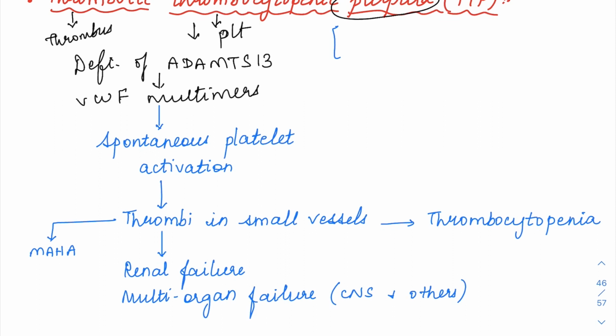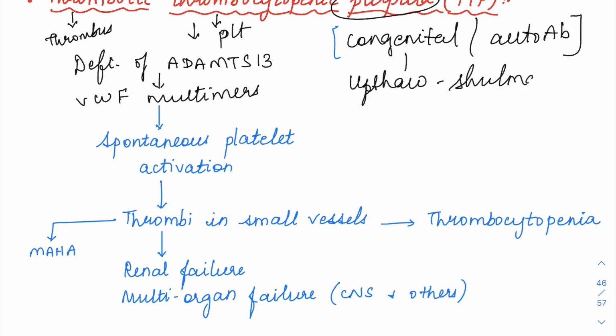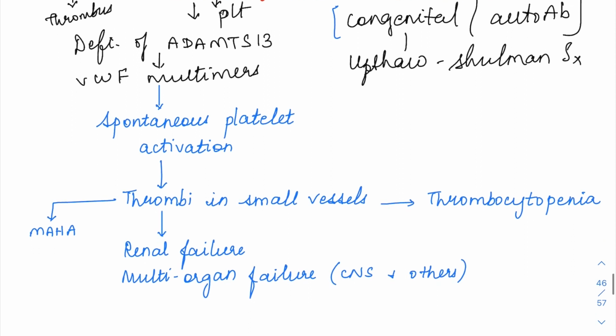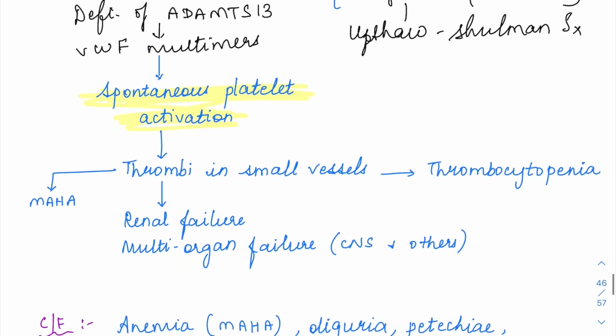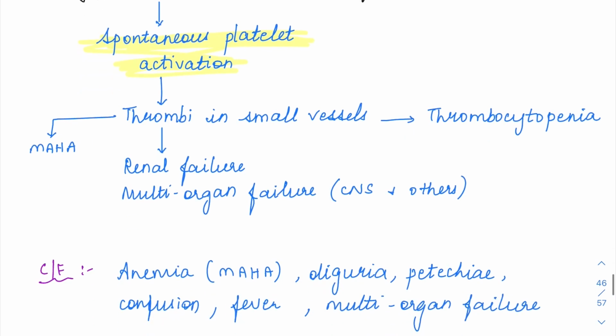So this deficiency of ADAMTS13 can either be a congenital defect or it could be because of autoantibodies forming against this ADAMTS13. So this defect is called Upshaw-Schulman syndrome. So Upshaw-Schulman syndrome is nothing but the congenital form of TTP. So when these von Willebrand factor multimers are formed, without a need of endothelial injury, they can directly cause spontaneous platelet activation. So spontaneous platelet activation forms the pathogenesis for this TTP, right? So von Willebrand factors are directly going to activate the platelets. So when platelets are activated, multiple thrombi are going to form in the small vessels and the same story continues, right?